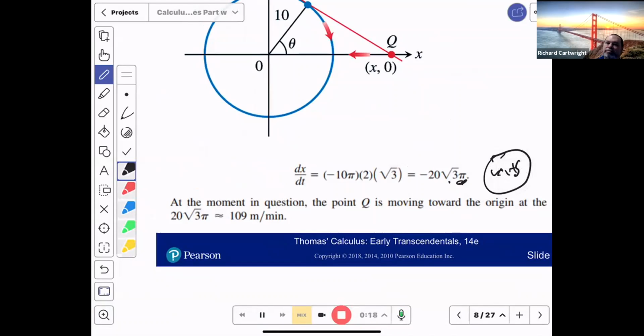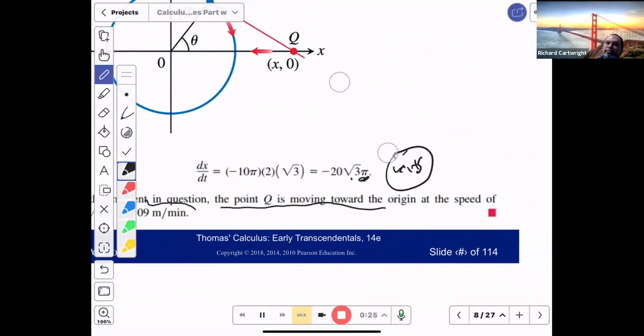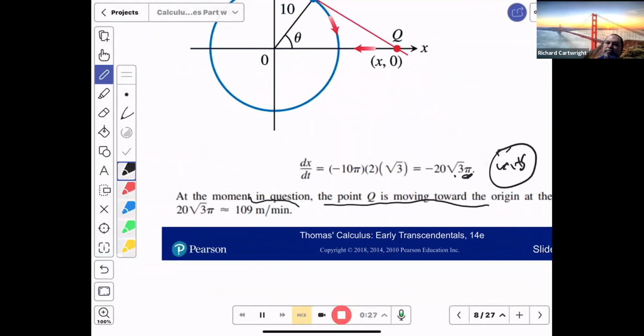write-up, he said at the moment in question, the point Q is moving towards the origin at the speed of 20 square root of 3 pi. Then he actually did a calculator answer, which you don't have to do. On the AP test, I would tell you don't do this. He doesn't put the negative here. He has a negative here, no units. But he puts units here with no negative.